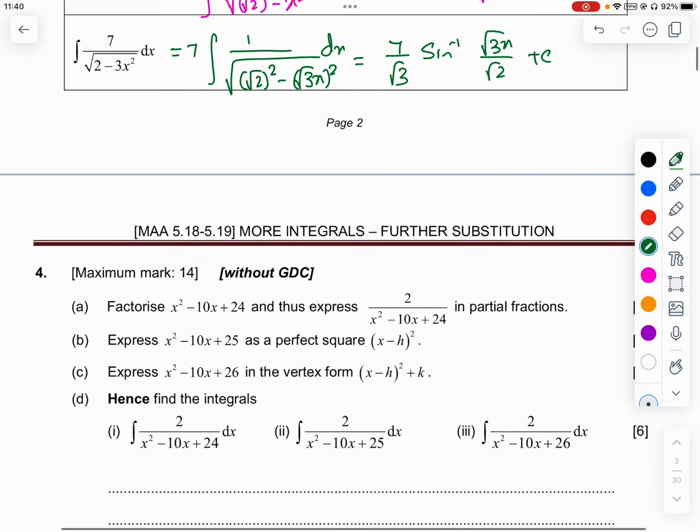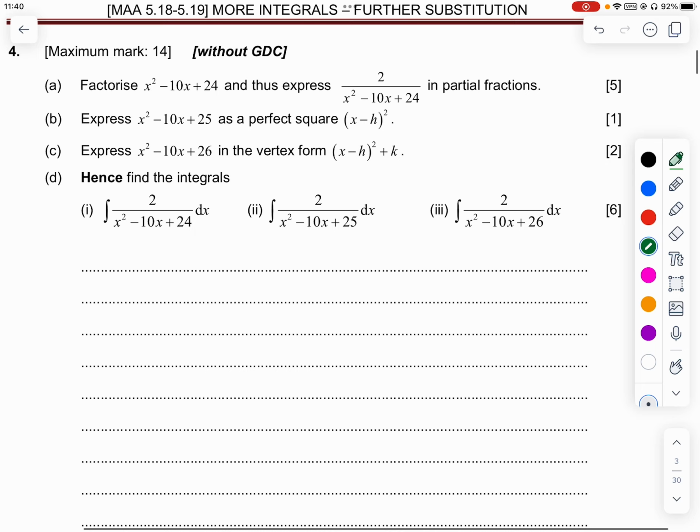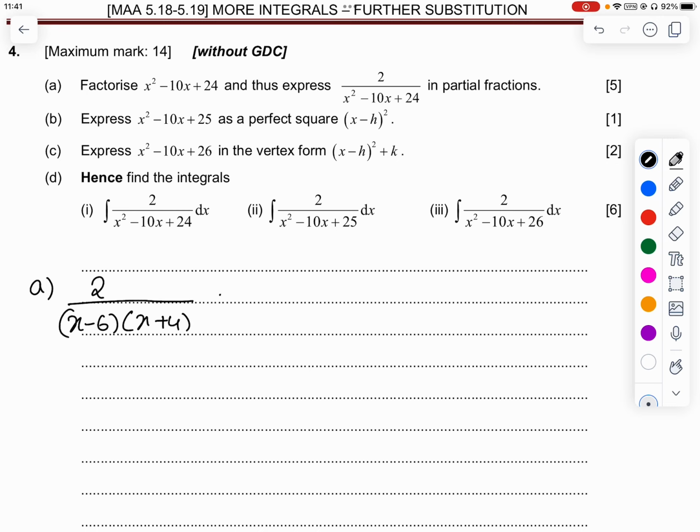That's question number 3. Come to question number 4. Factorize x square minus 10x plus 24 and express this one in the partial fraction. So 2 upon x square minus 10x plus 24 can be written as x minus 6 times x plus 4. So what are the partial fractions? Part A, 2 upon x minus 6 times x plus 4 equals a upon x minus 6 plus b upon x plus 4.